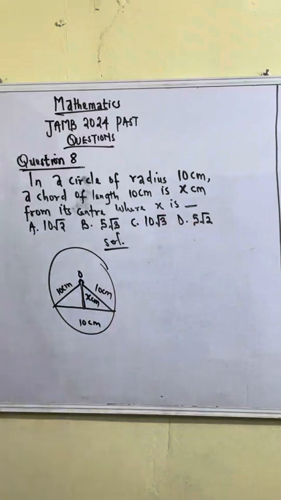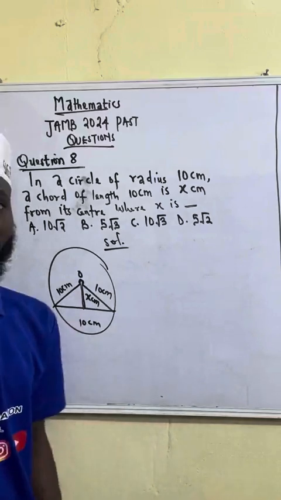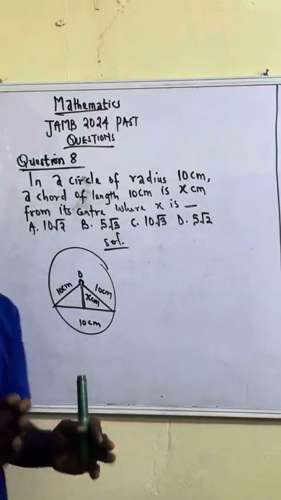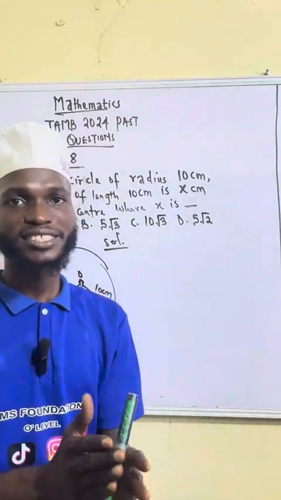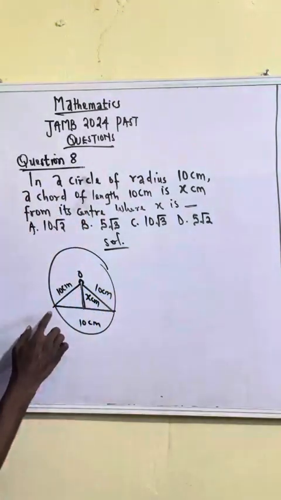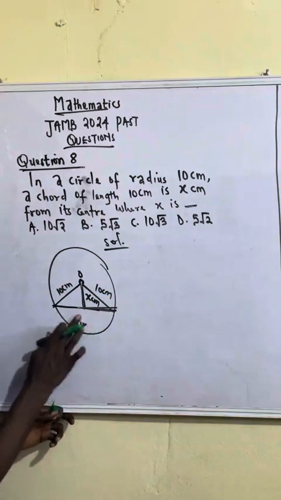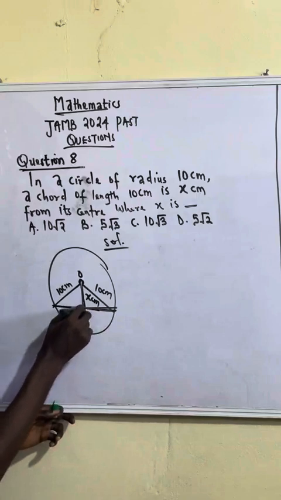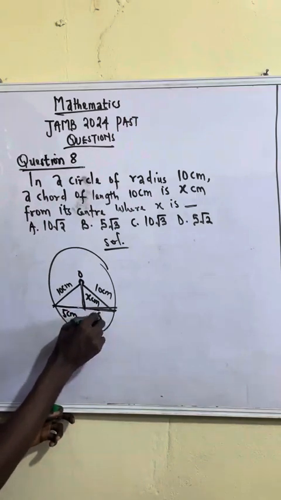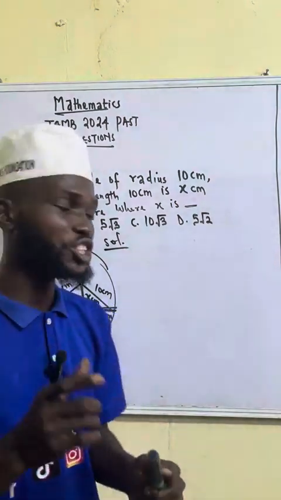Now, from here, you will observe one of the facts that you need to know is that the line that comes from the center to the chord, it bisects the chord. What's the meaning of bisection? It divides the chord into two equal parts. So it means the whole of this, which is originally 10 centimeter before, I can now have each part as 5 centimeter, and here will also be 5 centimeter because it divided it into two equal parts.